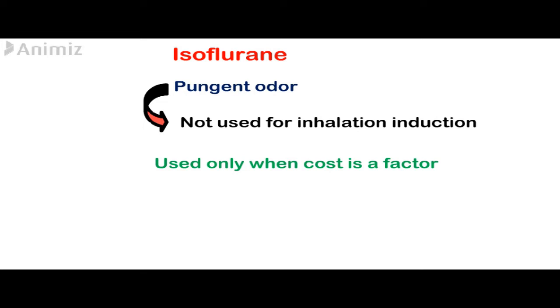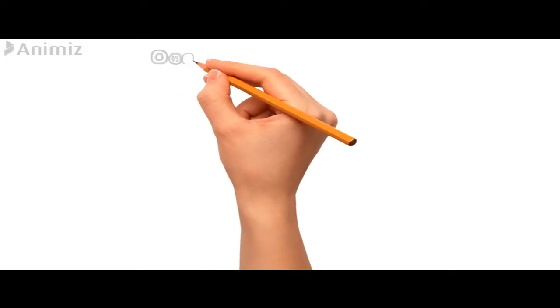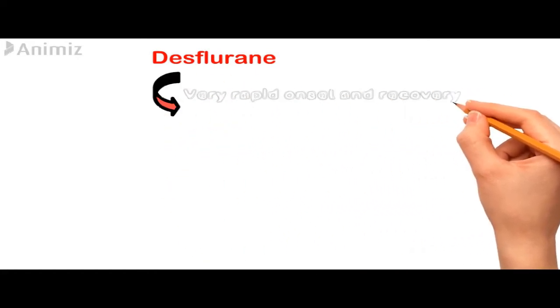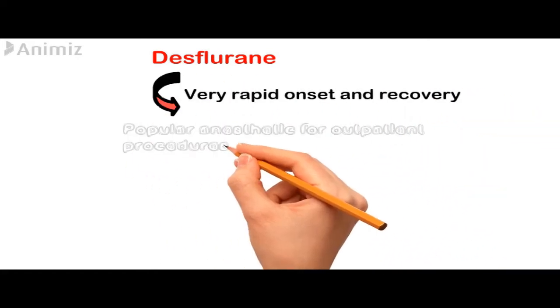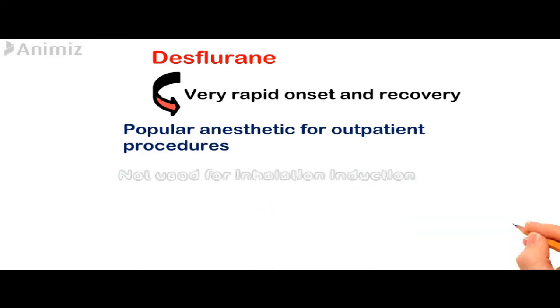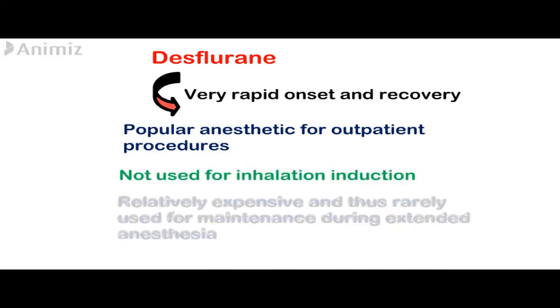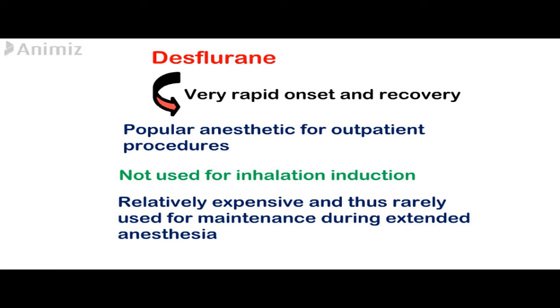is a factor. Desflurane has a very rapid onset and recovery due to low blood solubility, and this makes it a very popular anesthetic for outpatient procedures. And also because it stimulates respiratory reflexes like isoflurane, it is not used for inhalation induction. And because it is relatively expensive, it is rarely used for maintenance.